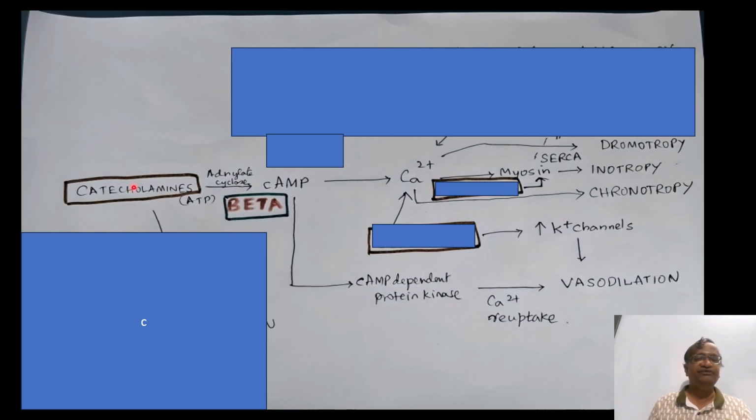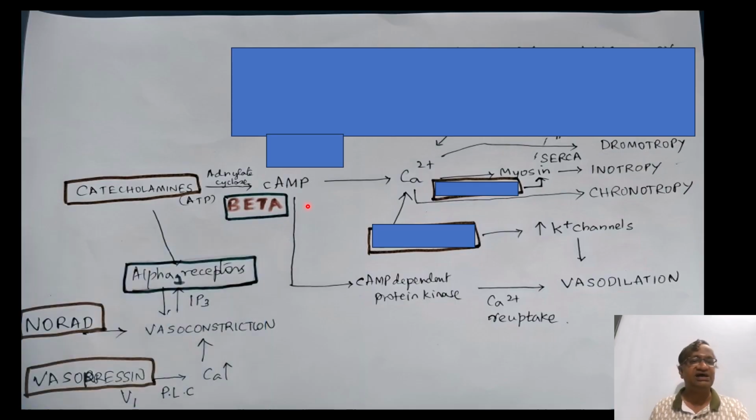Now you see here, if you give catecholamine, it comes through beta 1. cAMP, adenylate cyclase is stimulated. cAMP causes calcium, dromotropy, inotropy, and chronotropy. Now you can see this through beta 2, if it comes, protein kinase, calcium uptake, and vasodilatation. This is what dobutamine does. But what happens in adrenaline and noradrenaline is the alpha is stimulated. Inositol triphosphate is increased, calcium is increased, vasoconstriction in the blood vessels. Not through this. This action is alpha actions.